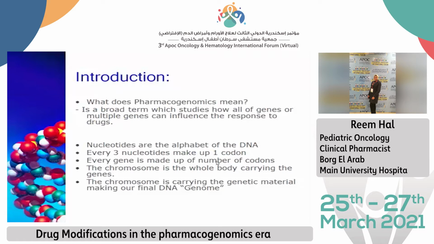The nucleotides, which are A and G and C and T, are the alphabet of the DNA. Each codon is made up of 3 nucleotides, and the gene is made up of a group of codons, and the chromosome is the whole body carrying the genes. And the chromosome is carrying the genetic material and our final DNA, which is the genome.